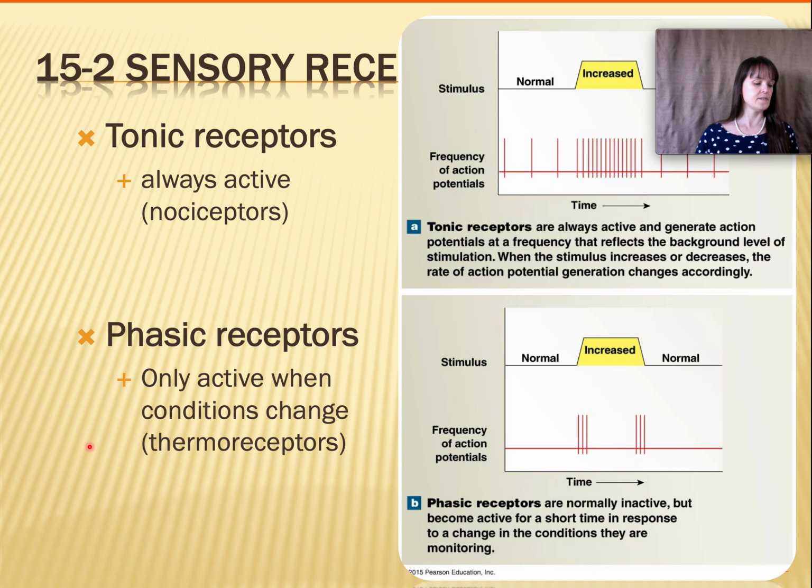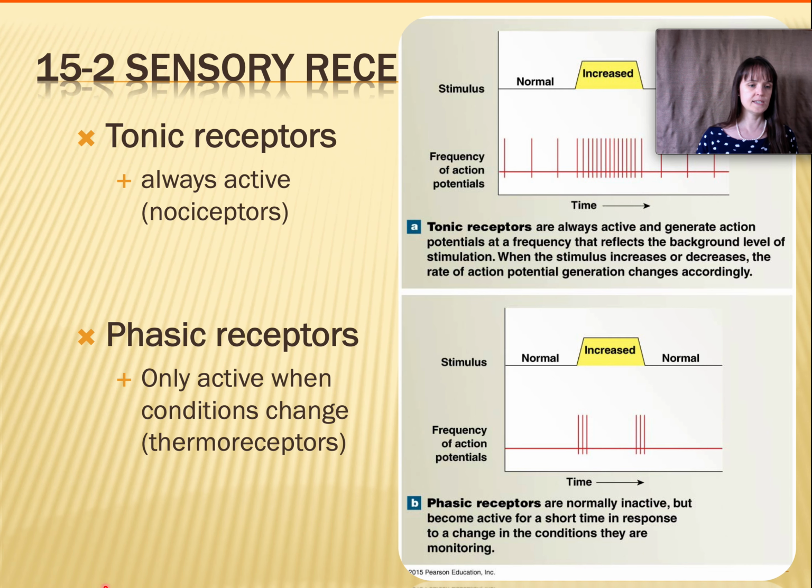Receptors that only become active when conditions change are called phasic receptors. So tonic receptors are always active. Phasic receptors really only monitor changes. And our example here is thermoreceptors. Thermometer measures temperature, so does a thermoreceptor.